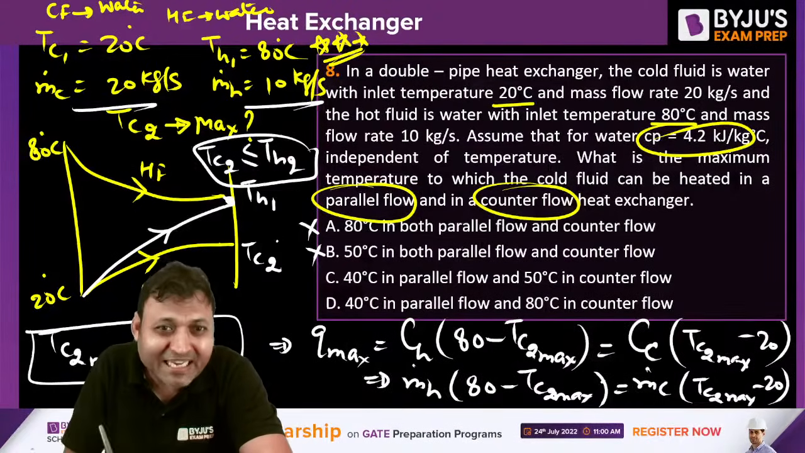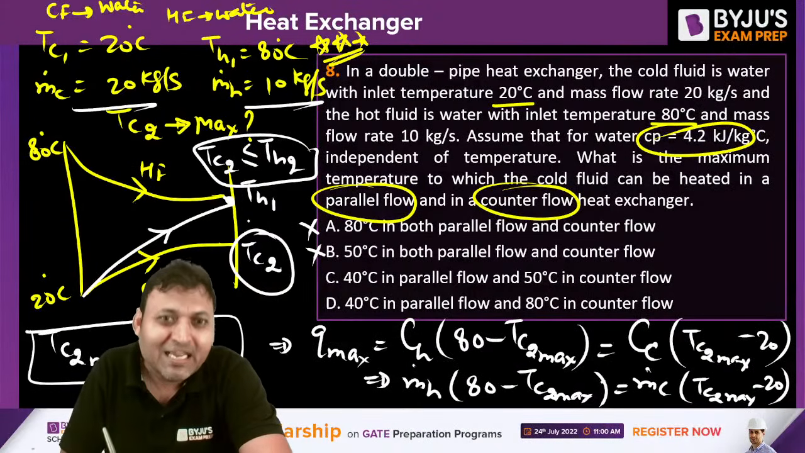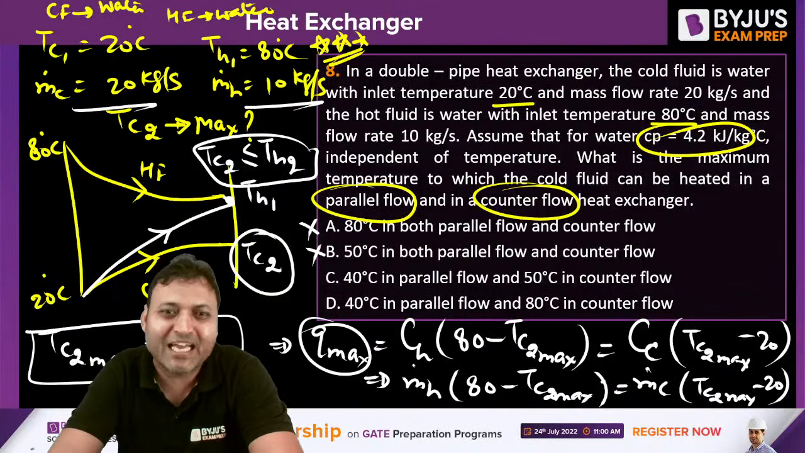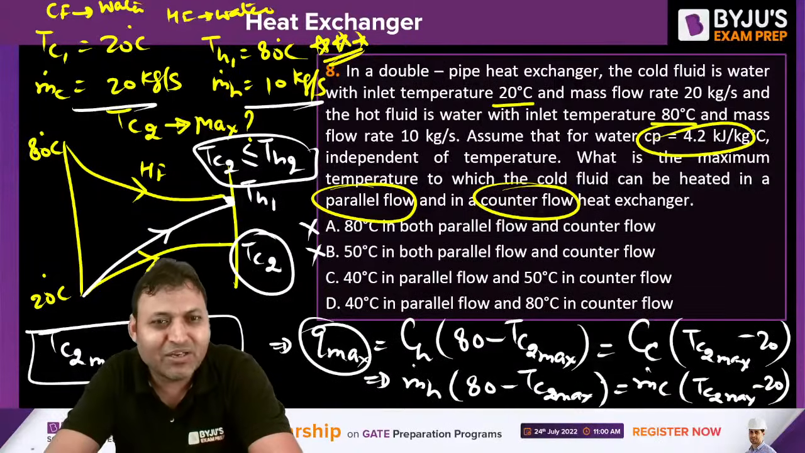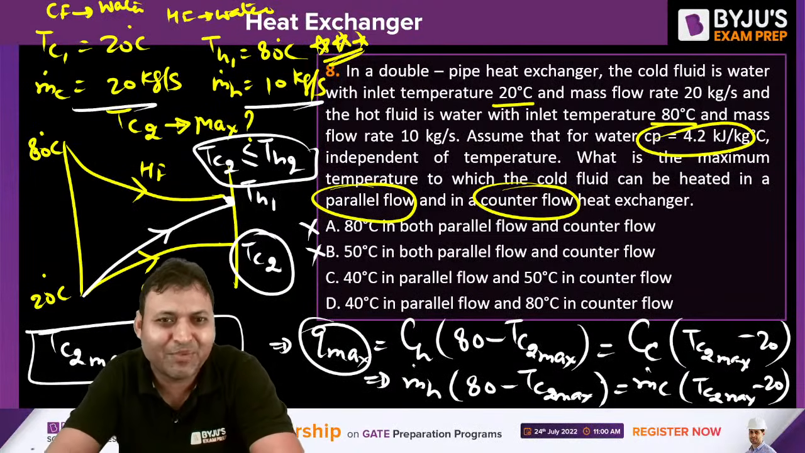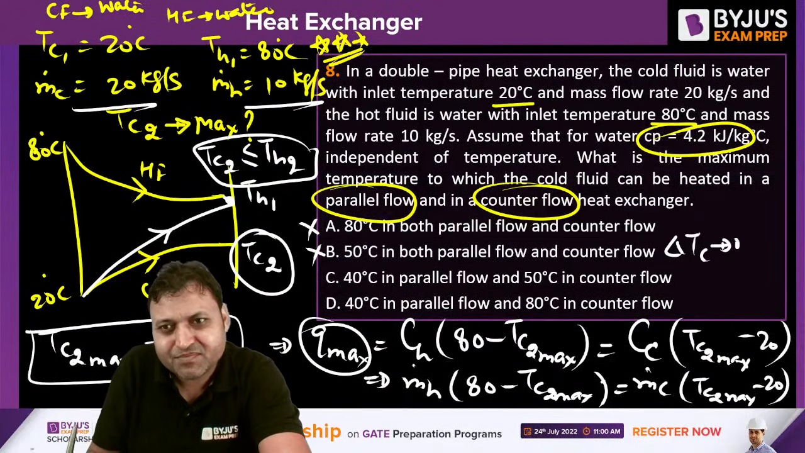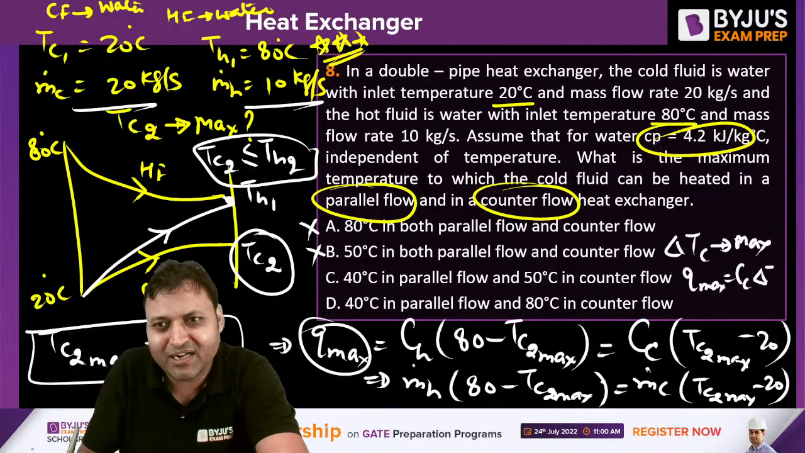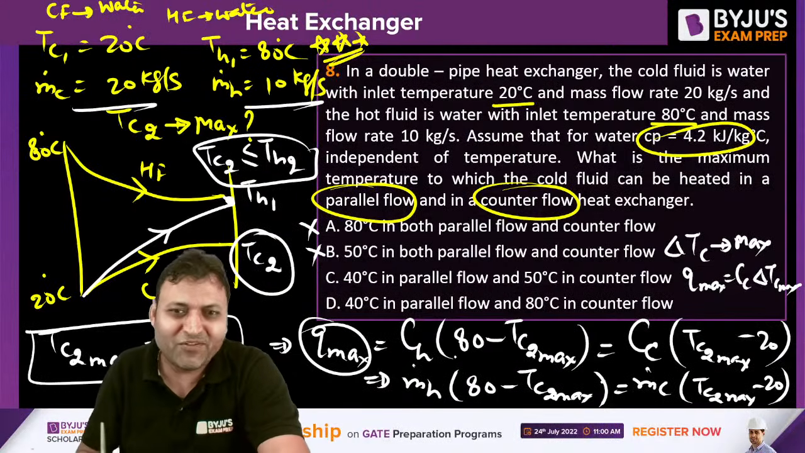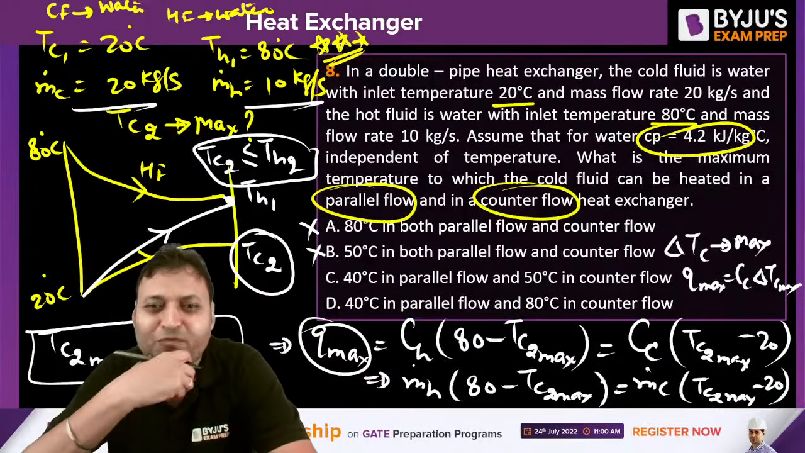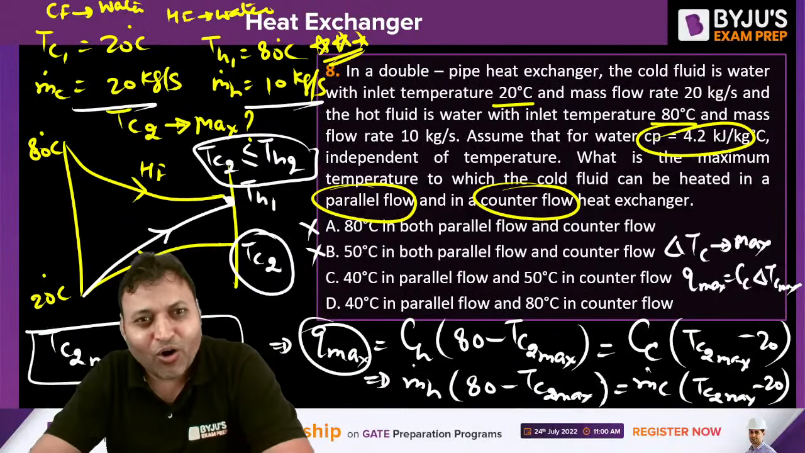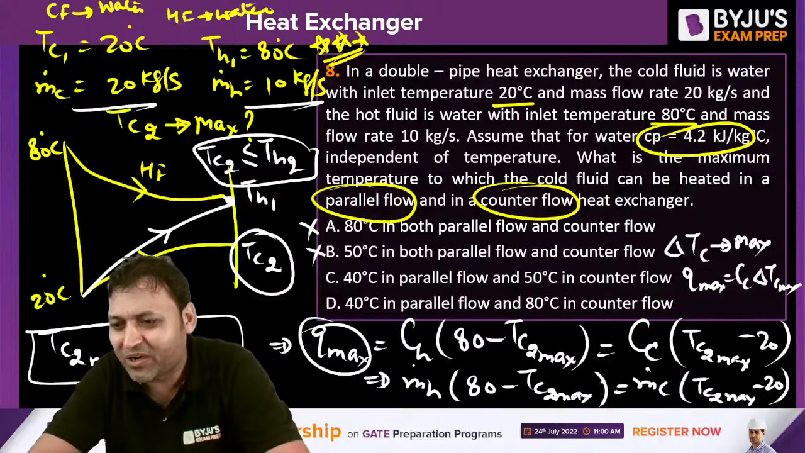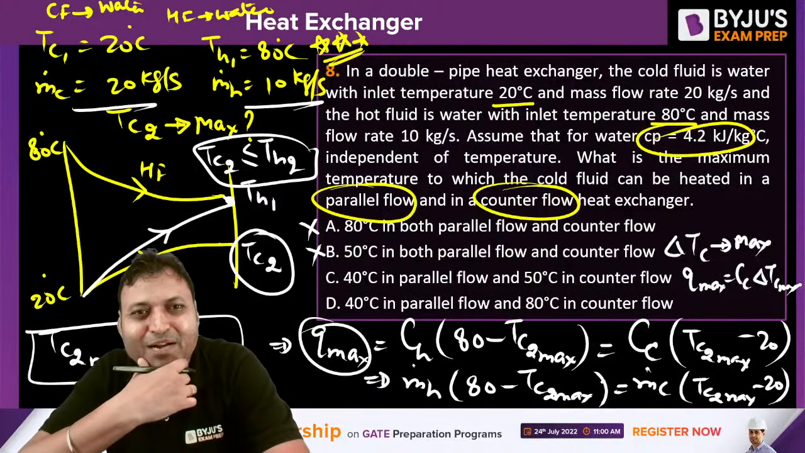In case of parallel flow, TC2 maximum can be TH1, and in that case Q will become maximum. When TC2 becomes equal to TH1, then Q will become maximum, because the temperature difference for the cold fluid will become maximum. Delta TC will become maximum. And for maximum delta TC, Q is maximum, that is equal to C delta TC. That is equal to heat loss by the hot fluid. In every situation, the total amount of heat loss by the hot fluid will be equal to the total heat gained by the cold fluid.